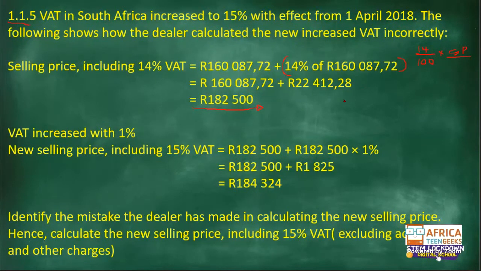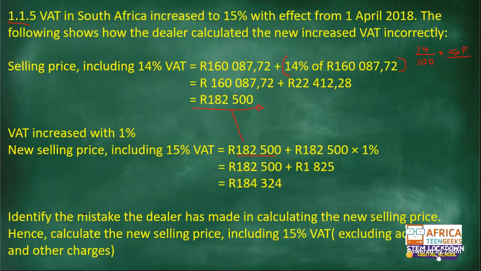And then as soon as 1 April 2018 came, he had to change his prices and incorporate this 1% increase, because it moved from 14% to 15%. So VAT increased by 1%. The new selling price, including 15% VAT, this is how he did his calculation. He took the selling price including the 14%, this one here, 182,500. That's the one we found there, right? He took that one plus that selling price multiplied by 1%. Then he got his answer.